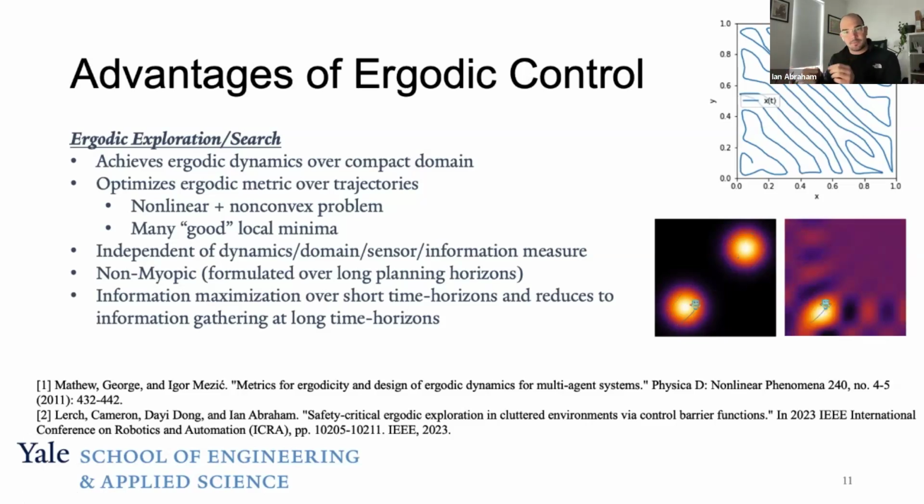We have to decide, if I go to this point, where do I go next? And the impact of that. We're looking at the trajectory as a whole. So it's in a sense a global optimization formulation.